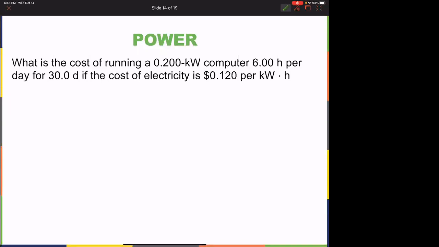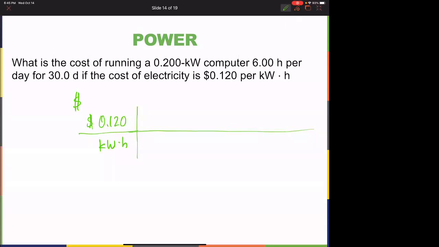All right, let's give this a try. We are going to try to find out what's the cost. Our end goal is dollars, the almighty dollar. That's what we're trying to solve for here. So we can start off with 0.12 dollars per kilowatt hour. Now, when you have a house and you're paying for electricity, it's measured in kilowatt hours.